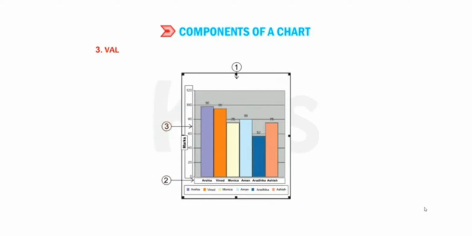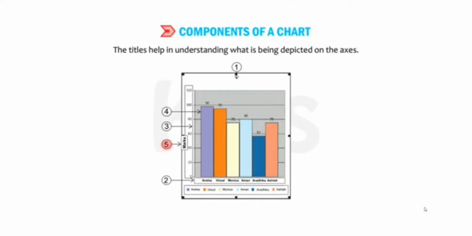Number 3. Value axis. Value axis or y-axis is the vertical axis used to plot the values. Number 4. Data series. A data series is a related set of data values. Number 5. Axis titles. These are the headings given to x-axis and y-axis. The titles help in understanding what is being depicted on the axis.